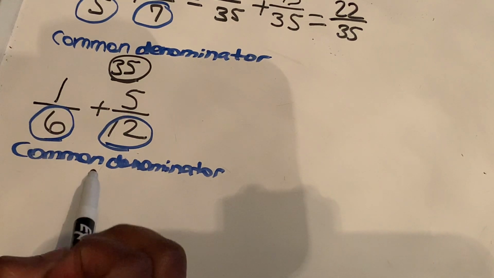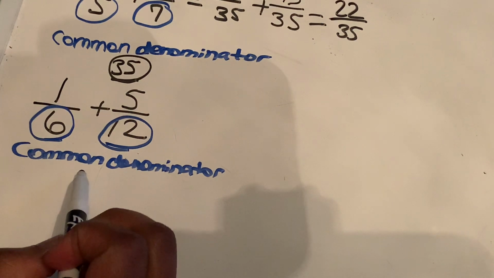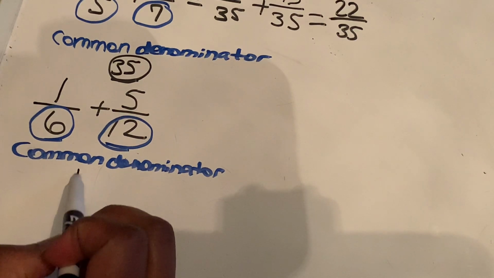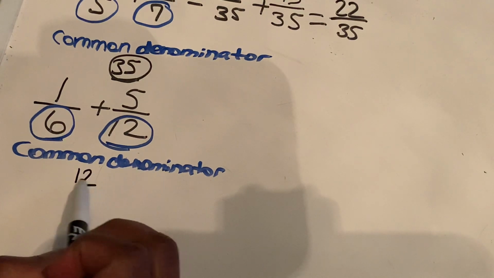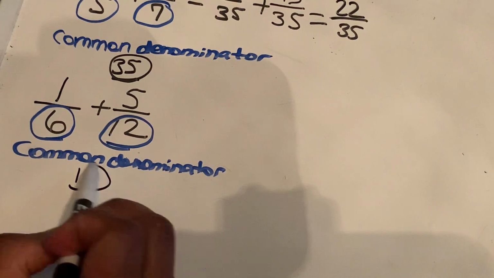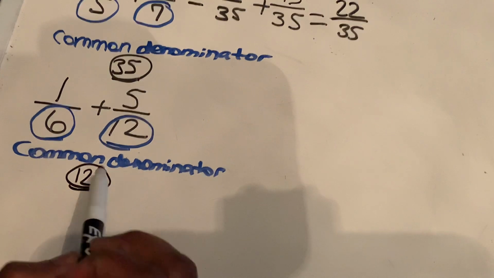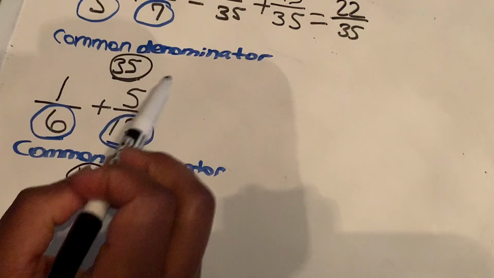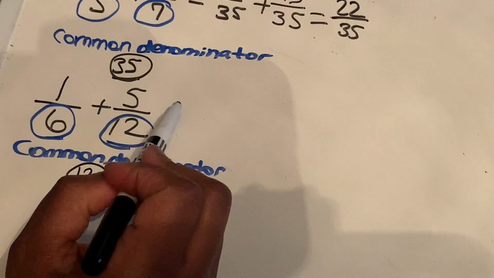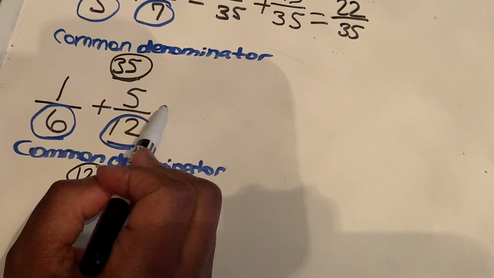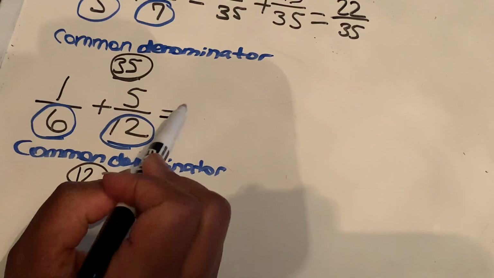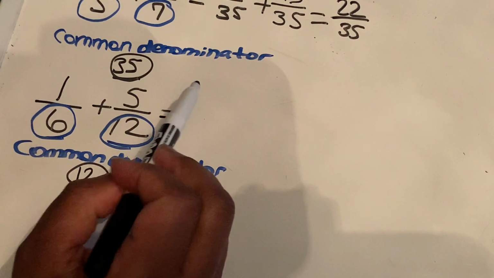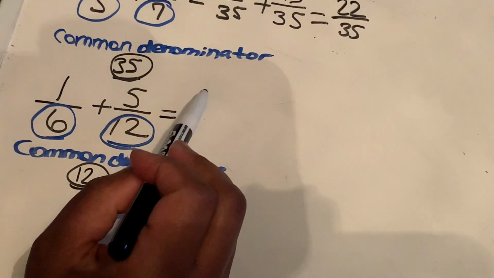So I'm going to come over and write that renamed fraction. But the thing to remember about the second fraction, which is different from our first problem, our first equation, is that 12 is already the common denominator. So because I didn't have to do anything to the 12, I won't have to do anything to the 5. I won't have to do any multiplying. So now we're ready to rewrite our fraction.